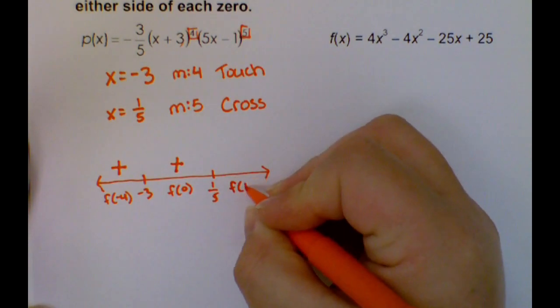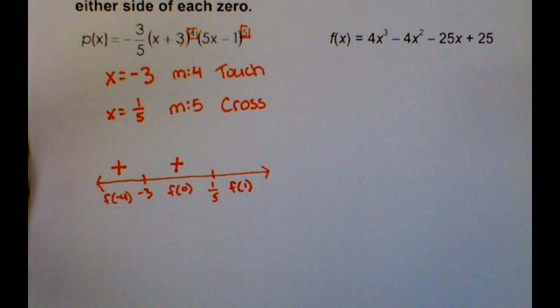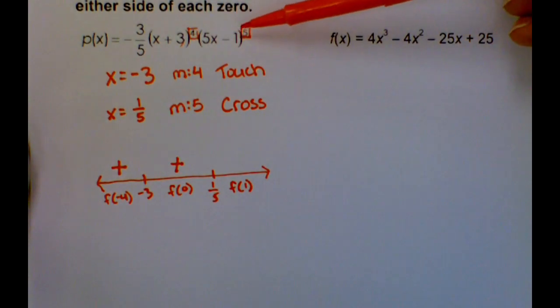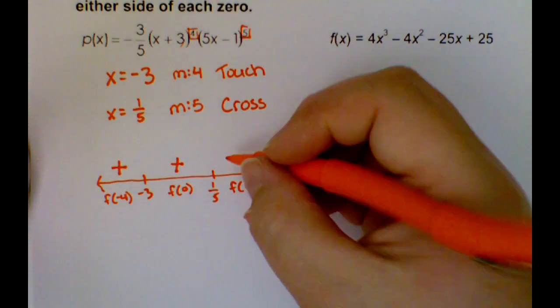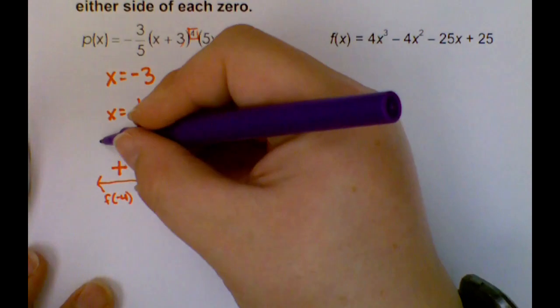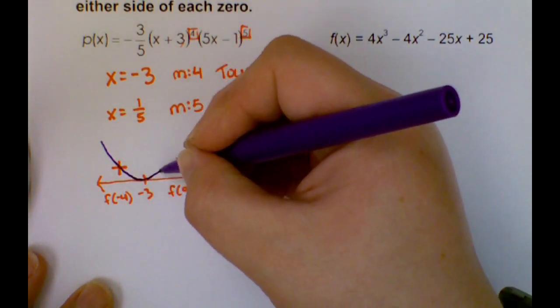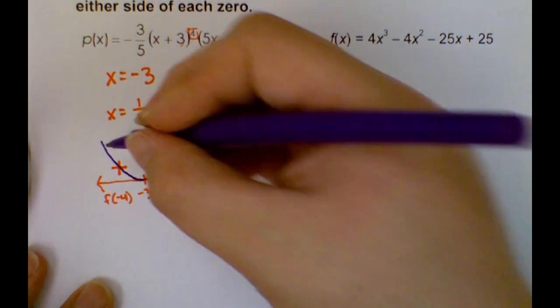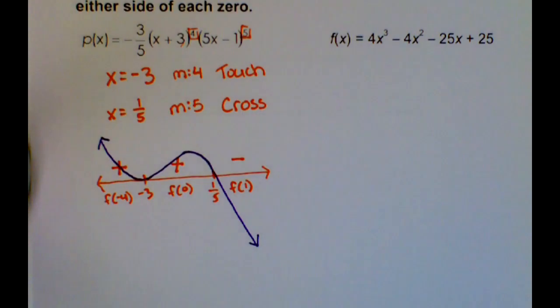And then on the other side of 1/5, let's try f(1). I get a negative times a positive times a positive. That means it'll be negative. So what that means for my graph is that it's going to do something kind of like this. It'll touch the x-axis, go back up, cross the x-axis. It's kind of the basic shape my graph will have.